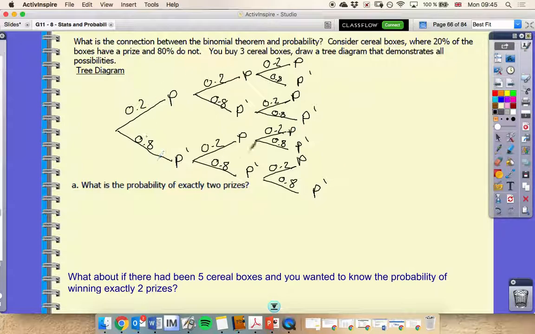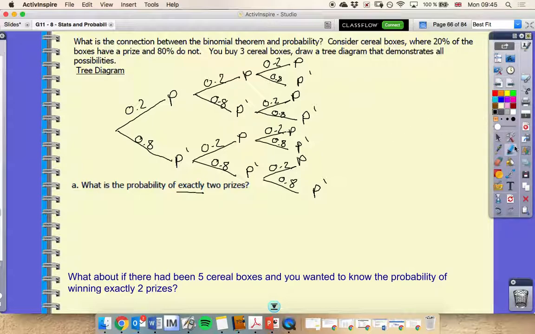So here we go. Really simple probability tree. All the probabilities are the same. You don't need to think, oh, I need to take one off there and not there. Much easier. So what's the probability of getting exactly 2 prizes? When they say exactly 2, it means not 1, not 3. It's got to be just 2.